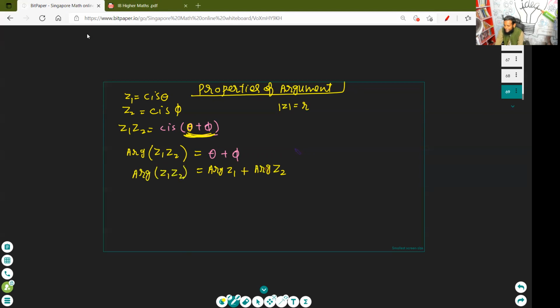If we are multiplying two complex numbers, then their argument will be equal to the sum: we will add the arguments of z1 and z2. Then we get the argument of the product of z1 and z2. So these are properties. You understand the properties. What will be the argument of z upon w?